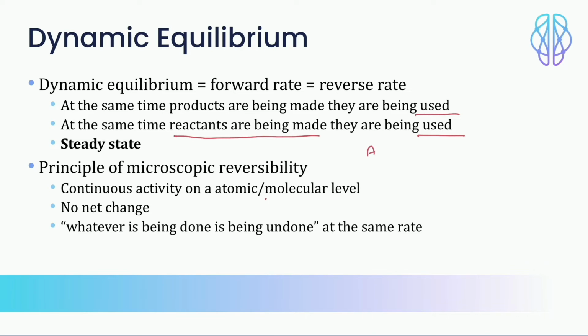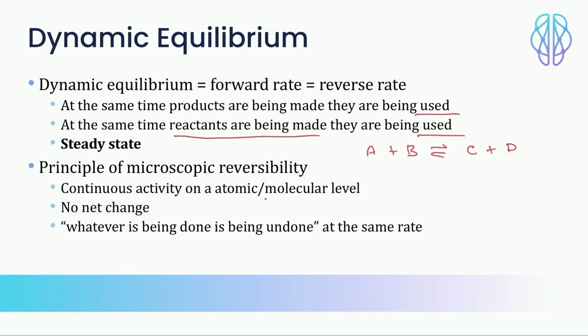So I'm going to try and draw it out. So we have A plus B going to C plus D. At the same time our products are being made, so our reverse reaction, C and D, they're also being used up. And as a result, at the same time reactants are being made, our forward reaction, our reactants are also being used up to form the reverse. So again, this is our steady state. Steady state is where our forward rate equals our reverse rate.